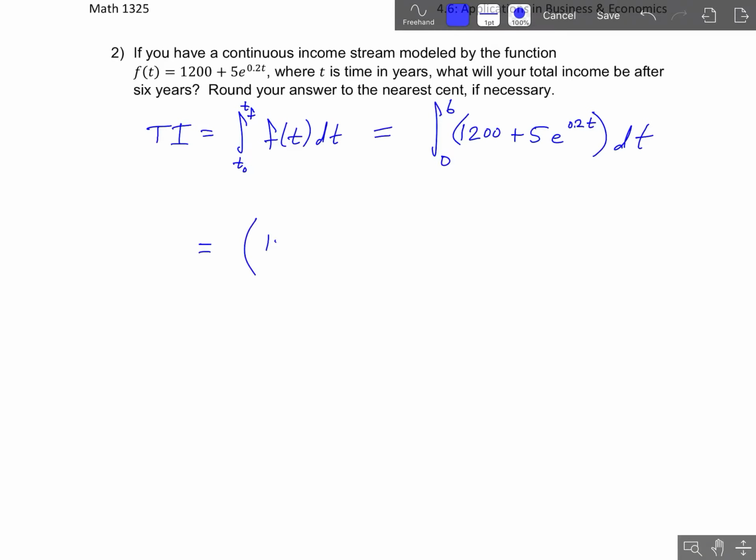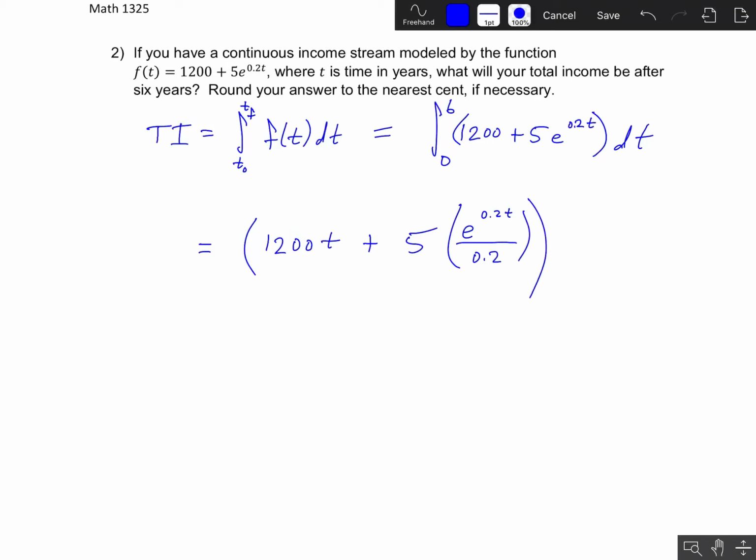So the antiderivative of 1200 is going to be 1200 times t when we integrate it with respect to t. And then I need to add the antiderivative of this term. So I would keep the 5, because that's just this constant factor. And then the e to the 0.2t, when I integrate that, I'll get e to the 0.2t divided by that constant, which is 0.2 in this case. So that's my antiderivative. And I need to evaluate this from 0 to 6.